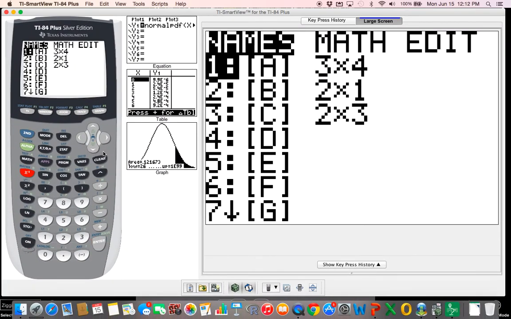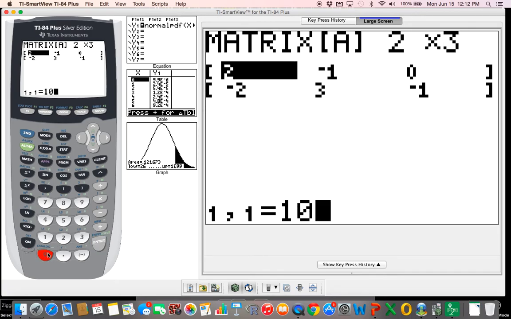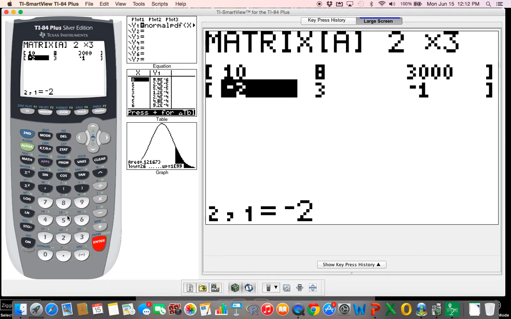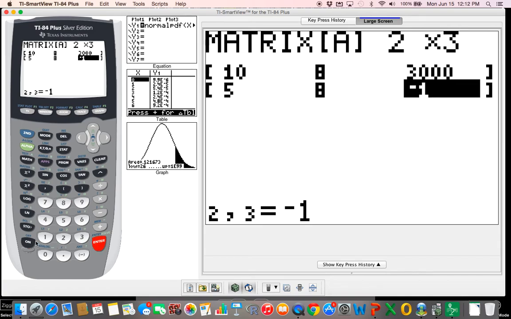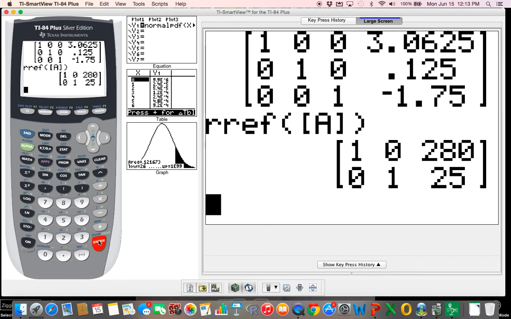Let's go into Matrix. Go to Edit. Guys, we got a 2x3 here. So 10, 8, 3000, and 5, 8, 1600. Guys, second function quit. We've got the RREF command, so all I got to do is just get it. Hit enter, and I can see that I need 280 hours from plant A, and I need 25 hours from plant B.